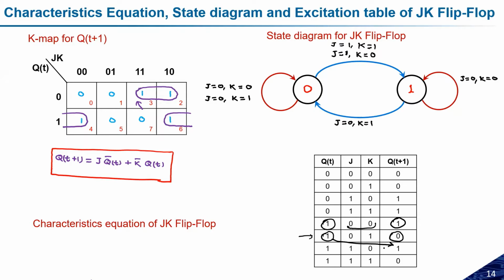Okay, now let's talk about the seventh case. The seventh case is this one, where Q(t) was 1, so it is maintaining the same state, and the case is J is equal to 1 and K is equal to 0.